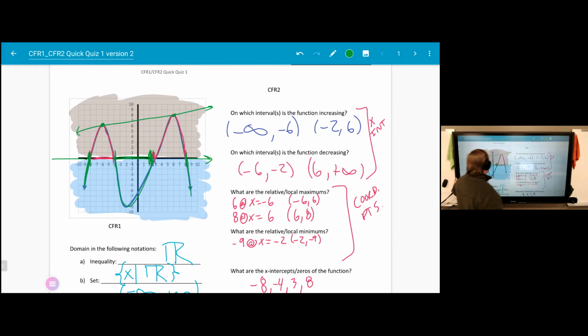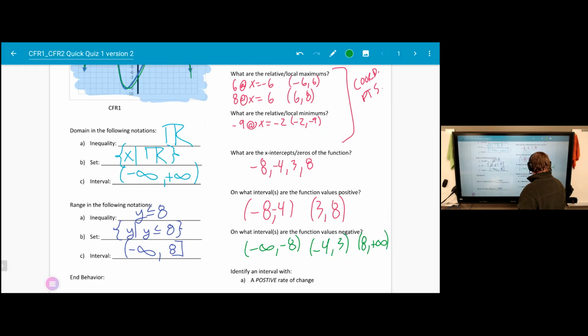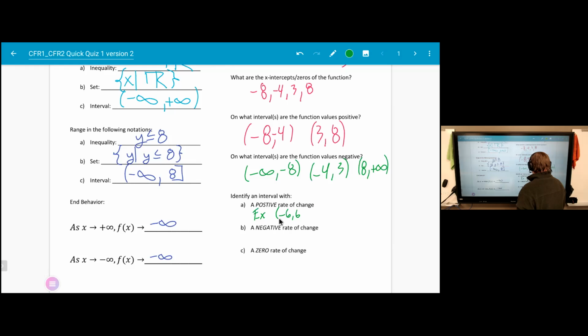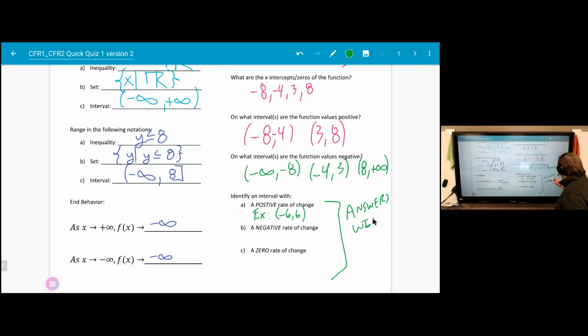I'm going to say between -6 and 6. Those 2 points would give me an average rate of change that's positive. So from -6 to 6, this is an example. And again, I'm back to intervals, so I'm talking about x values. That's my example here. Your answers will vary. There's an unlimited number of right answers and an unlimited number of wrong answers.